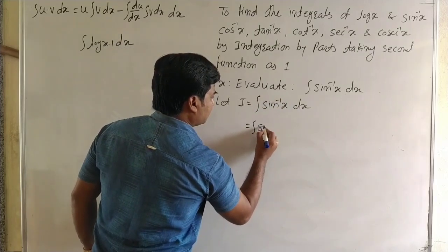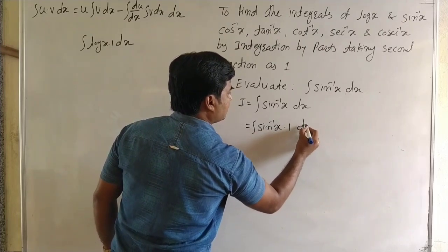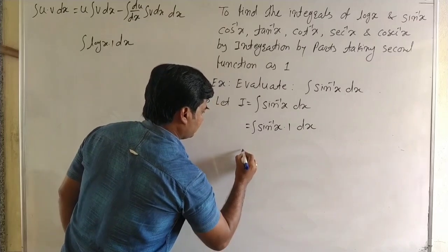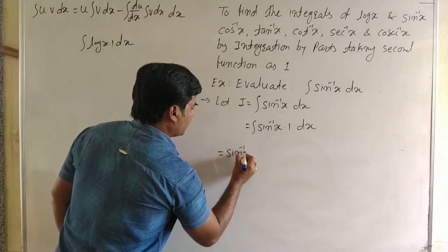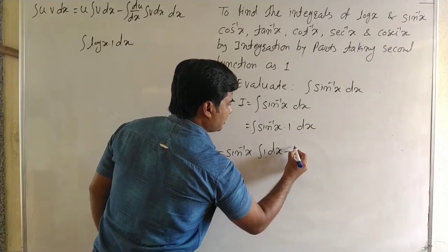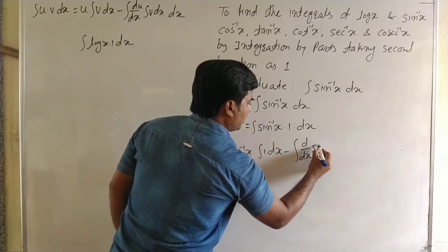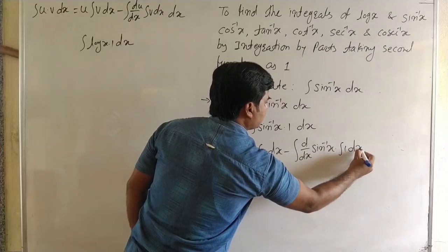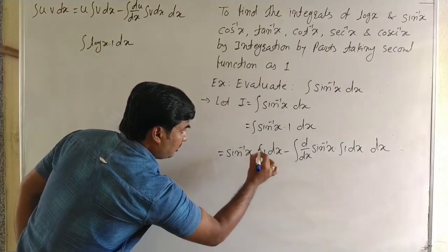Then sine inverse x into 1 dx. Here it is u and it is v. Then by the formula of u into v, it is sine inverse x into integral of 1 dx minus integral of derivative of sine inverse x into integral of 1 dx.